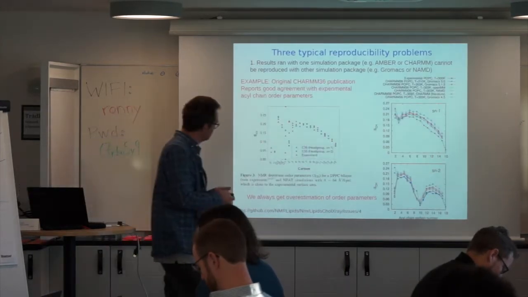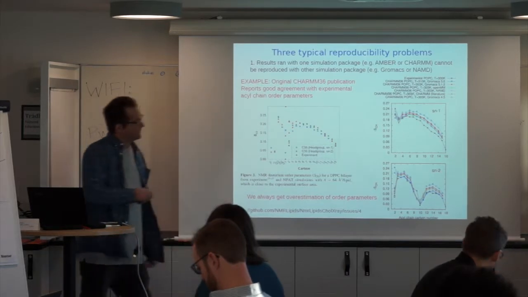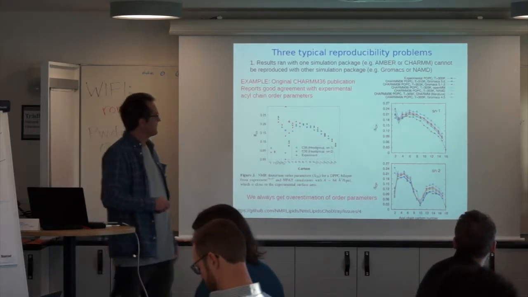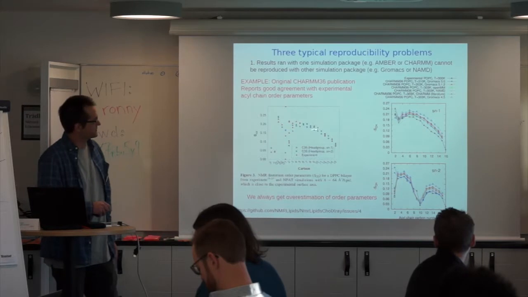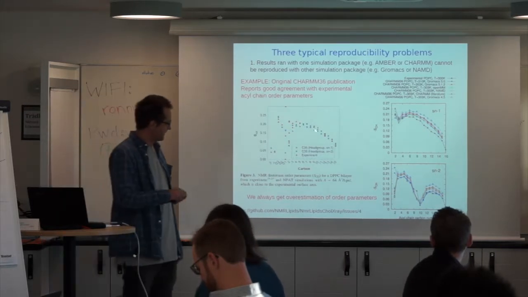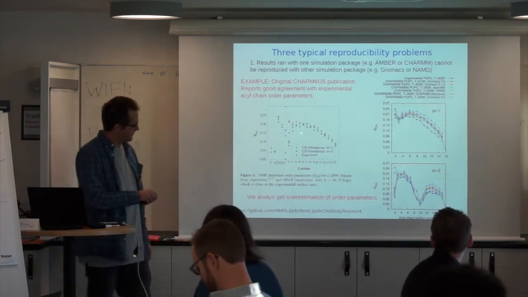So this is classic CHARMM. These are the acyl chain order parameters of CHARMM36. This is what they show in the paper. Very nice agreement with the experiments.